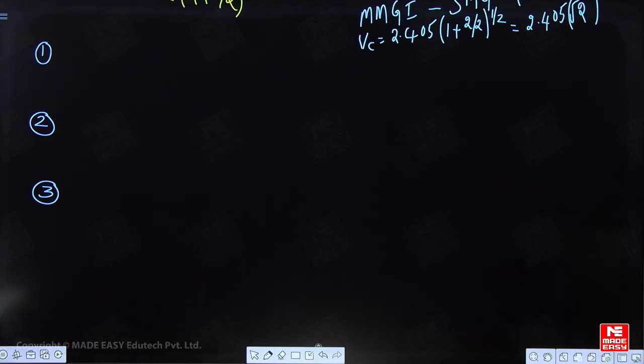Komal, correct answer. Pranav Vardapande, correct answer. Shubhra Pandey, correct answer.